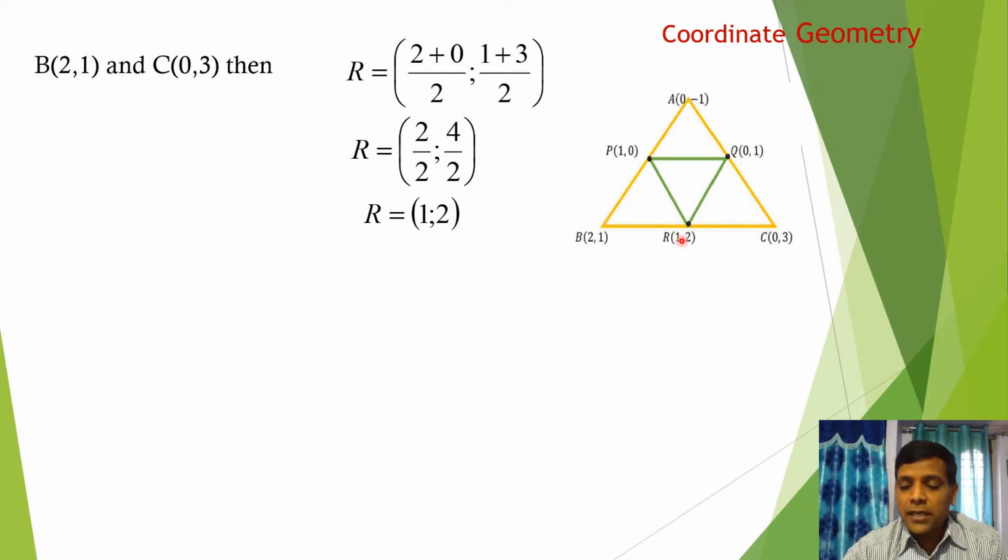Write down the next coordinates. What is the next coordinate? Q. How do we find the coordinates of Q? Here Q is the midpoint of AC.